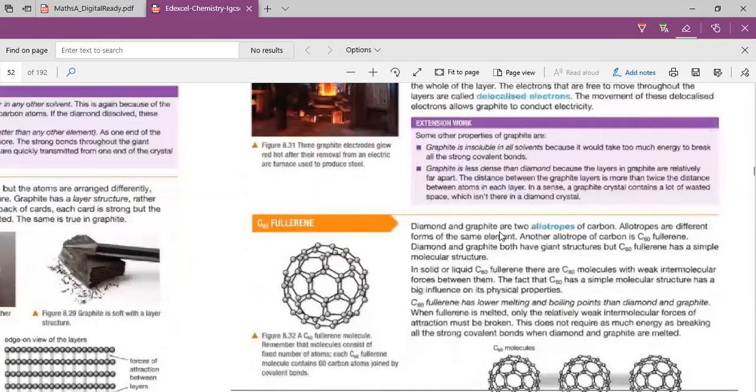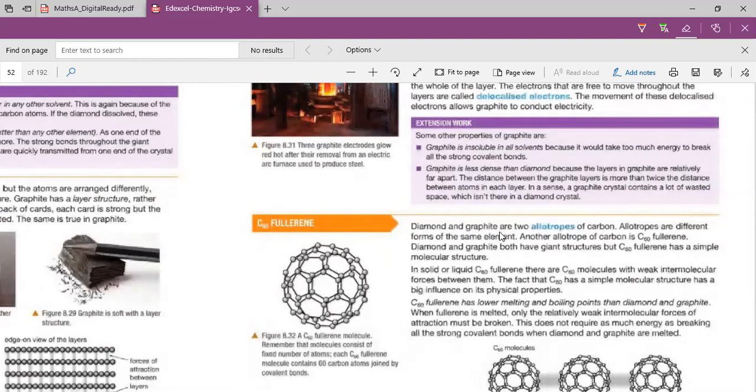So we have other properties of graphite. Graphite is insoluble in all solvents because it would take too much energy to break all the strong covalent bonds. This too much energy required to break the bonding explains why graphite is insoluble in all solvents, be it an organic solvent like methylbenzene or a polar solvent like water.